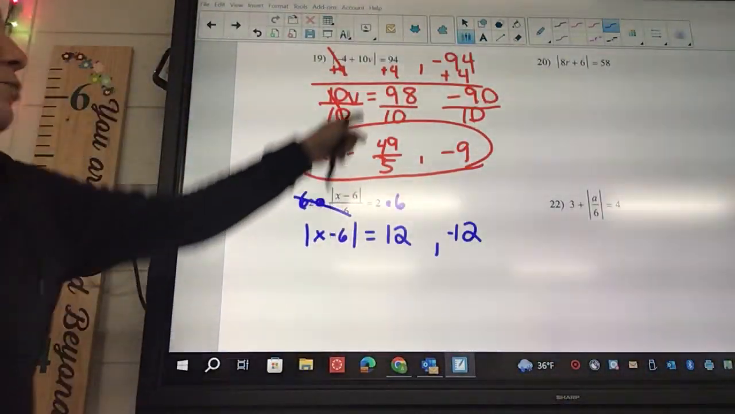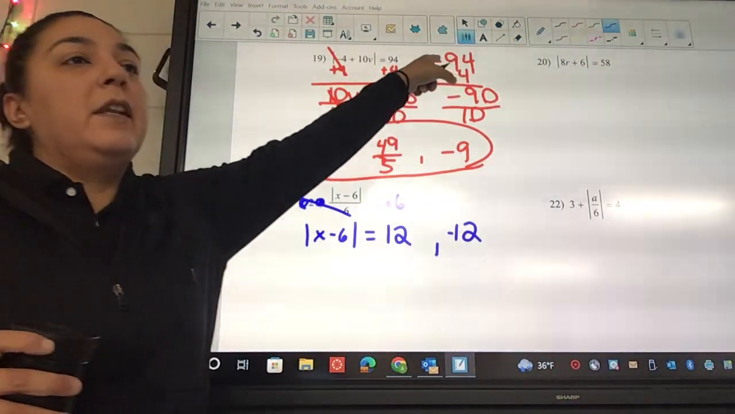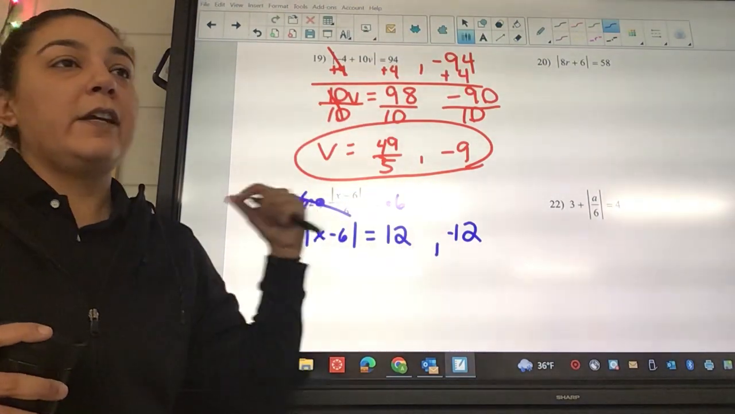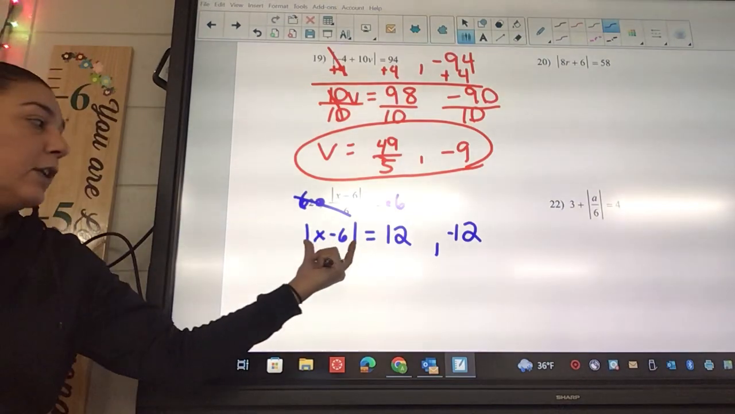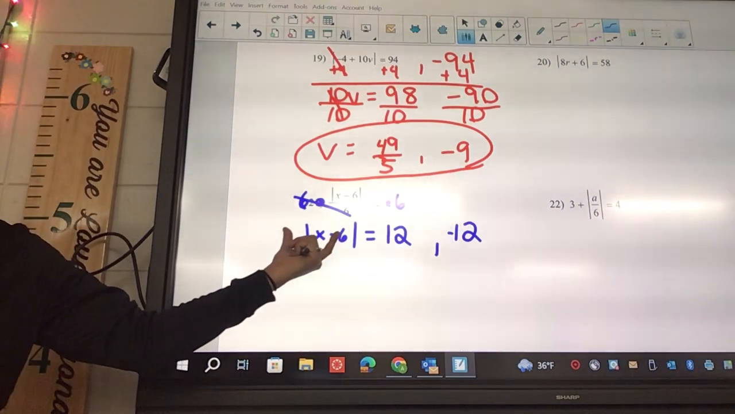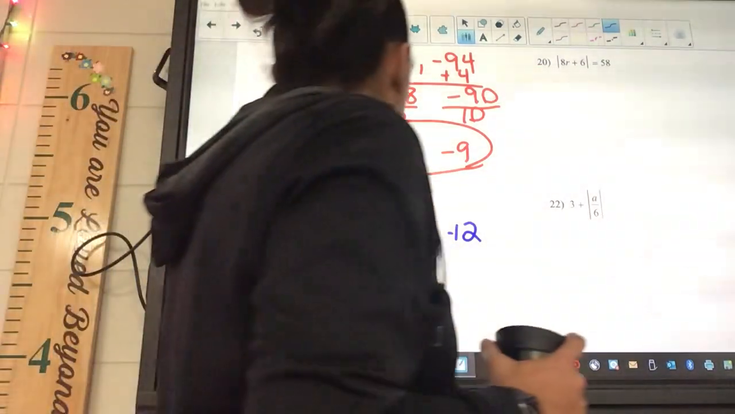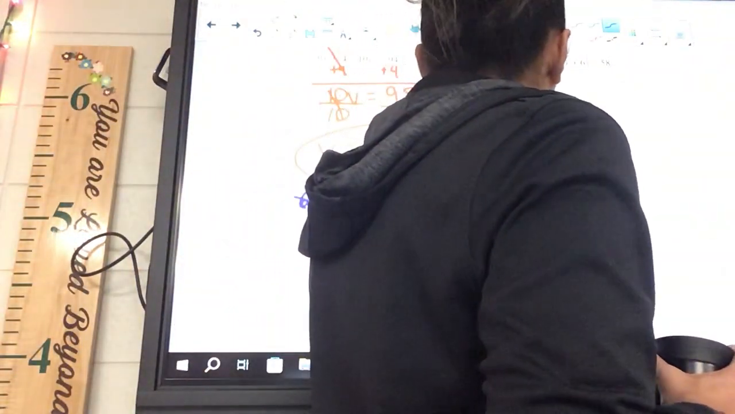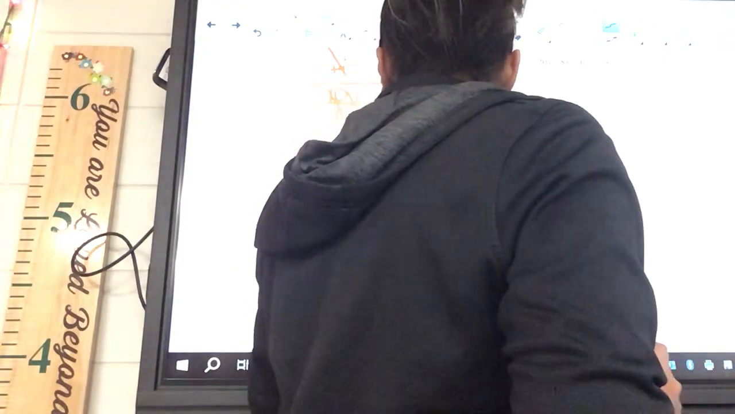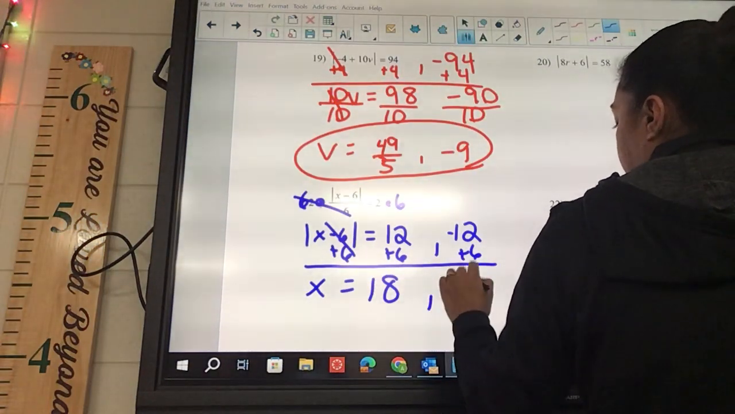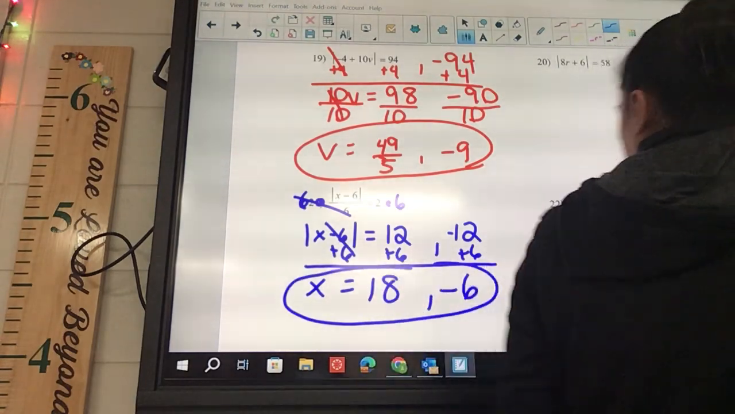Okay, whereas these ones, our very first step was to make it comma negative 94. Okay, if there's stuff on the outside, you gotta move it first before you say comma and make it a negative. Now if we're looking at this, how do I move that minus 6? Plus 6. Okay, so we're gonna say plus 6, plus 6, plus 6. Okay, 12 plus 6 is gonna be 18. Negative 12 plus 6 is gonna be negative 6.